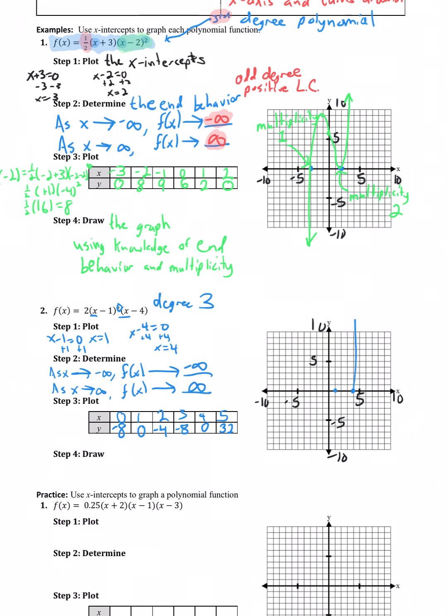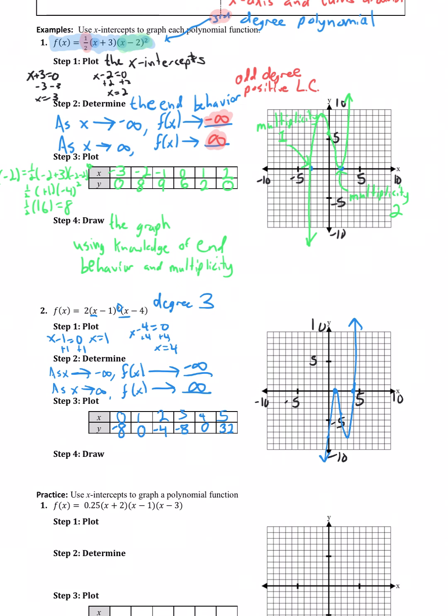And then what I can see is that if I have 3, I get a negative 8. 2, I get a negative 4. And then 1 gives me a 0. 0 gives me another negative 8. Looks something like that.